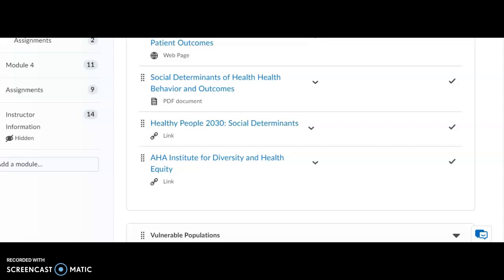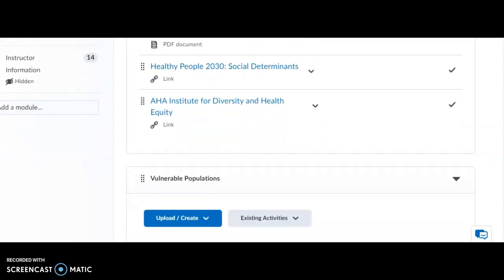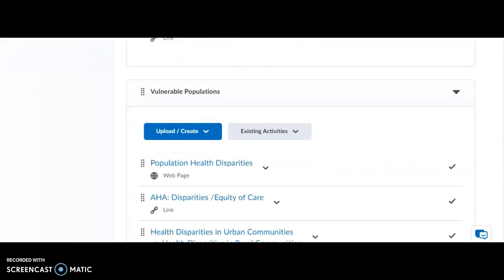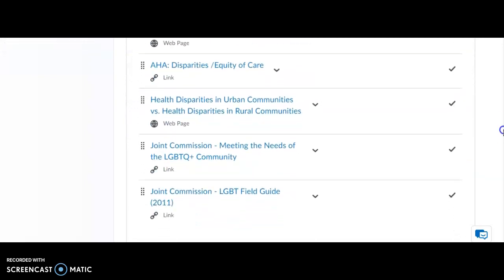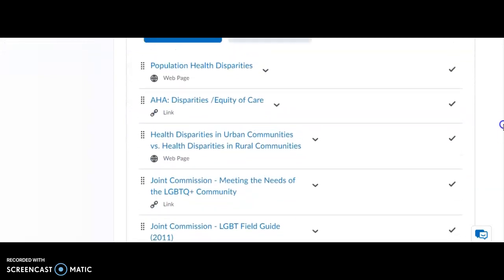The readings include a resource on health disparities as well. As you can see, different vulnerable populations are looked at across the readings for this week. There will be a focus on the health outcome differences among those people in rural versus urban regions. There will also be a focus on cultural competency.